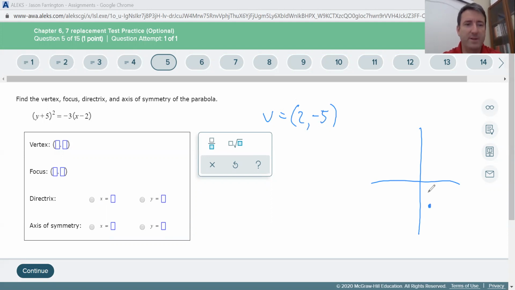And let's see, we know that this is opening to the side. It's laying on its side because the y is squared and not the x. And the p is negative, so it's going to be going this way. We don't know the exact shape yet, but we know it's going to be lying on its side like that, which means that its directrix is going to be out here, and its focus is going to be in here.